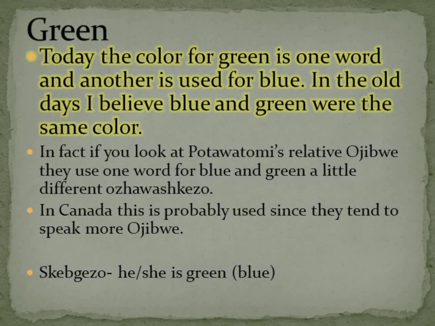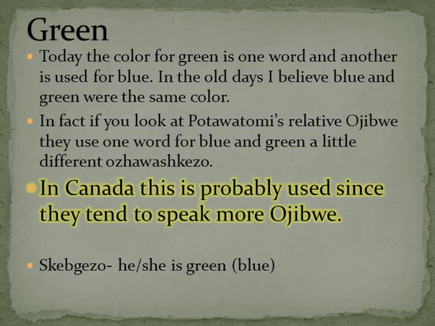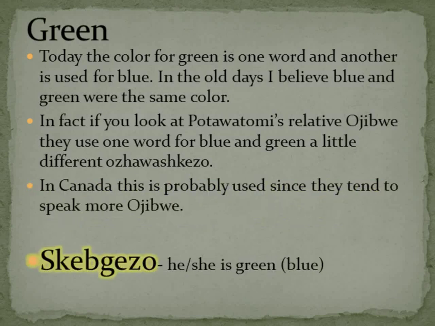Okay, green. The word for green is one word, and another is used for blue. In the old days, I believe blue and green were the same color. In fact, if you look at Potawatomis, relative to Ojibwe, they use one word for blue and green and a little different one, Ozao Washkazol. In Canada, this is probably used since they tend to speak more Ojibwe. So the point I'm trying to make here is the word for green is skebgazol, and in the old days, that skebgazol was also used for blue. But today we've got some other words for it.